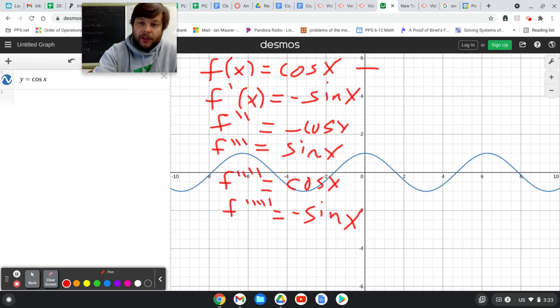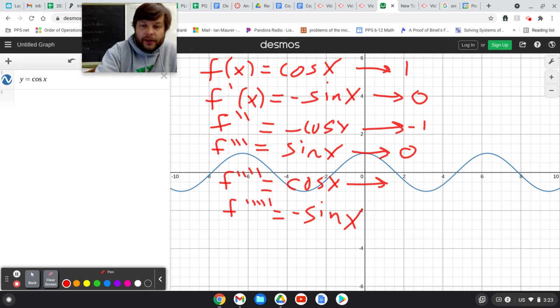And so we use the value of that function at 0. If we plug in 0 to the function, we get 1. That's that initial point. If we plug in 0 to the derivative, we get 0, negative 1 for the second derivative, 0 for the third derivative, 1 for the fourth derivative, 0 for the fifth derivative.